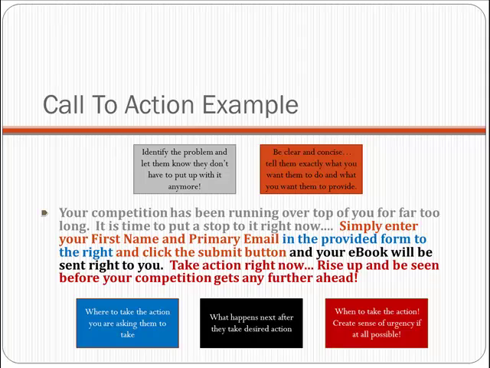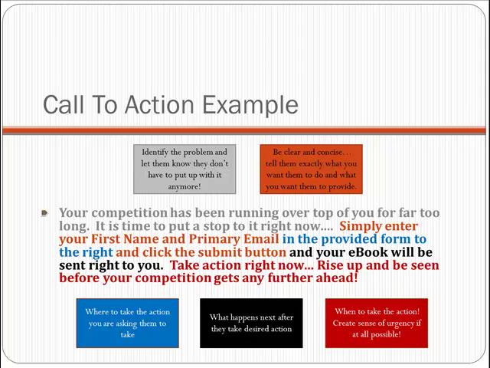The orange, be clear and concise. Tell them exactly what you want them to do and what you want them to provide. Let's see if we've done that. Simply enter your first name and primary email. That's pretty specific. We're not just telling them an email, we're talking about their primary email, which puts in their mind that they've got to enter their best one to make sure that they get this product. So you could have said, simply enter your first name and primary email to ensure that you get this product, if you wanted to go a little bit farther.